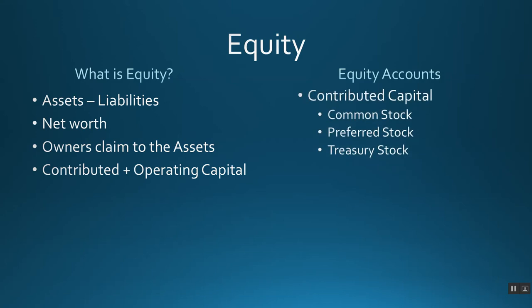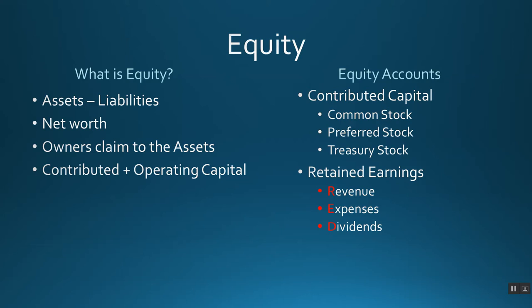So what are the different types of equity accounts that we have? Well, we have what we call contributed capital. Underneath contributed capital, we have three different types of accounts: common stock, preferred stock, and treasury stock. For the purposes of this class, we're only going to talk about common stock. The other two we talk about in Principles of Accounting 2. Then we have our retained earnings, which is considered our operating capital.